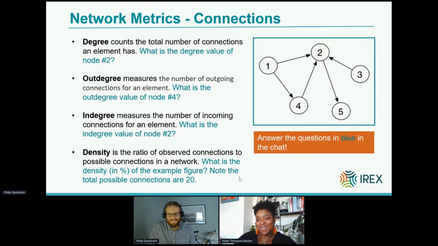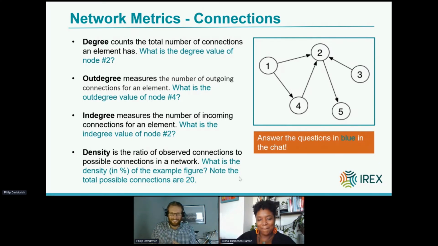Meredith, you're a star today. There we go. Everyone is a star. Next, we have in degree. In degree measures the number of incoming connections for an element. So the question is, what is the in degree value of node number 2? Correct. Wonderful. Everyone's logging in 3.